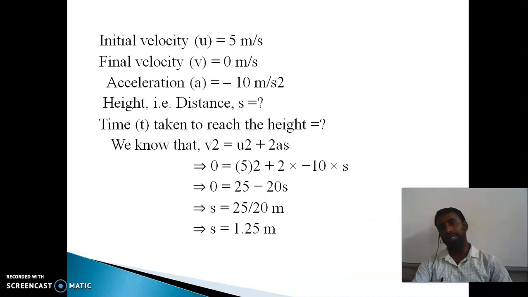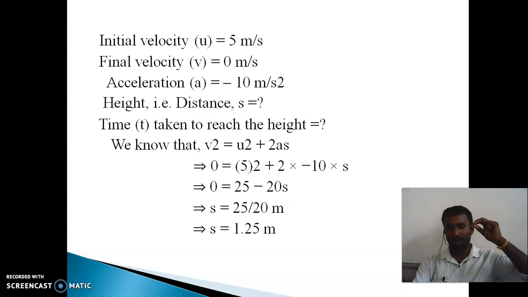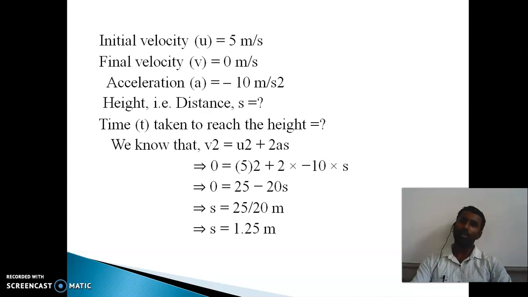Initial velocity u equal to 5 meter per second. Final velocity v equal to 0 meter per second, because once you release the stone, it will cover some distance. At that particular point, its velocity becomes 0 meter per second, and then it will come down. So acceleration a equal to minus 10 meter per second square. Why do we have to put minus 10?